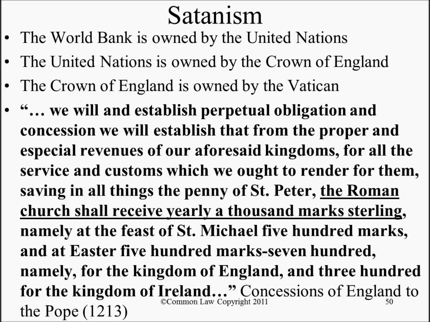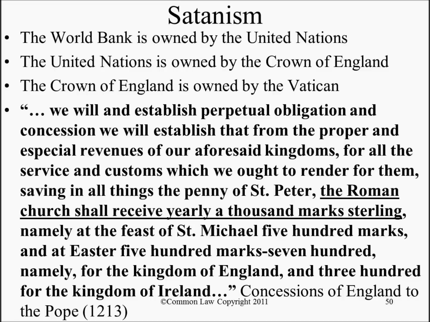And here is concessions to England, the Pope, 1213. We will establish a perpetual obligation, and concession will establish that from and after the proper special revenues of our said kingdom for all service and customs which we ought to render for them, saving in all things the penny of St. Peter, the Roman Church shall receive yearly 1,000 marks sterling, namely at the feast of St. Michael 500 marks, and at Easter 500 marks. 700 for the Kingdom of England and 300 for the Kingdom of Ireland. So this is taken from the concessions to the England to the Pope in 1213.